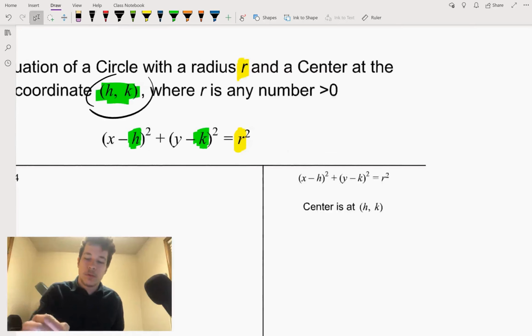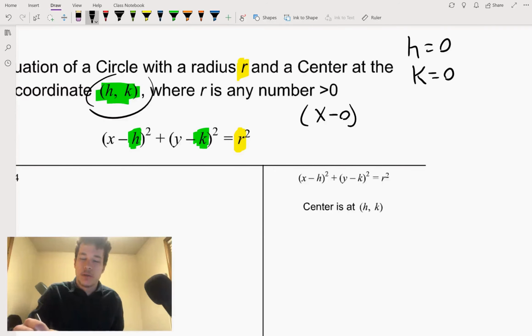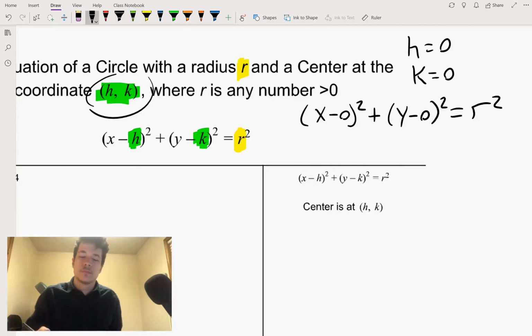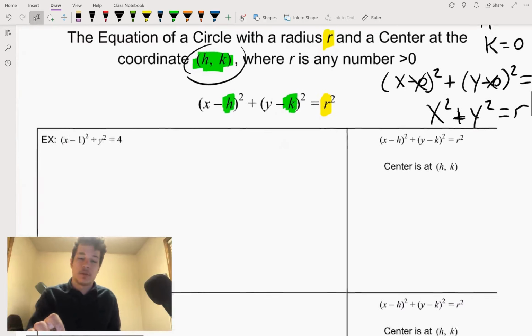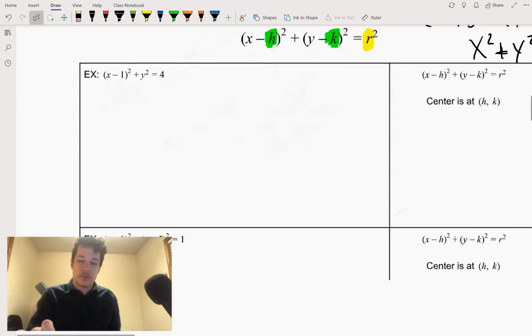So for example, if I wanted my center at 0, 0, I would have to make h 0 and k 0, which makes it simplify out to what we saw just a moment ago. Okay, so if h and k are both 0, these just basically go away. We get x squared plus y squared equals r squared. Okay, if you have any other number besides 0 for h and k, you're going to have a different center for your circle. Let's look at some examples.